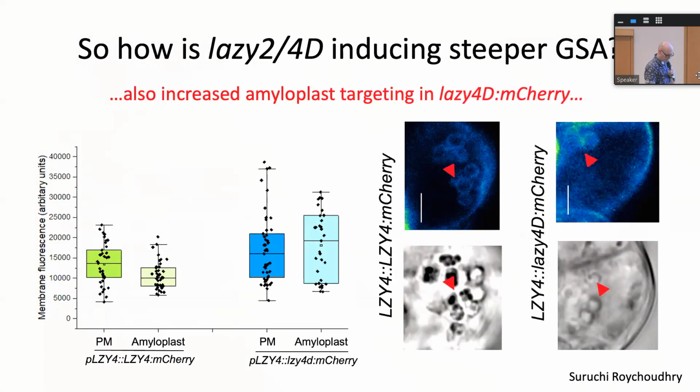The other thing is that there is increased targeting to the amyloplasts. So this is the work that Mio and Haodong have just been describing. You can see these are the lines, by the way, the lines from Mio. Thank you very much for these lines. This is the targeting you see to the amyloplasts in the wild type lazy4. In lazy4D, we've got much more targeting to the amyloplasts.